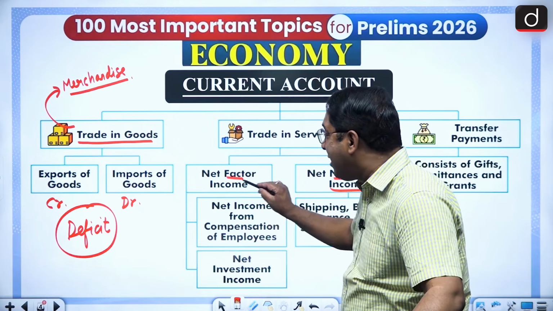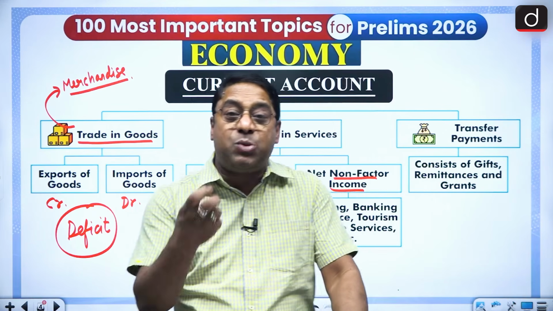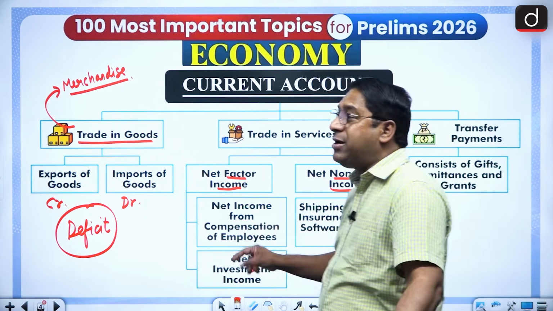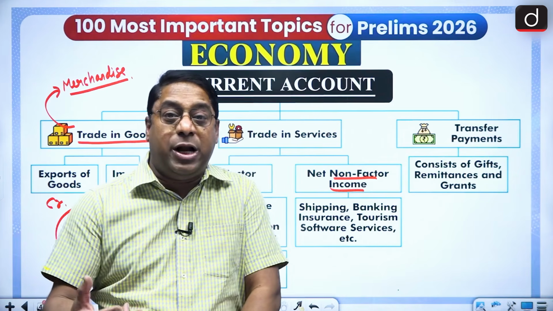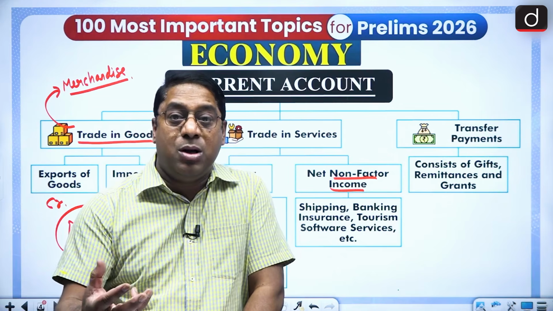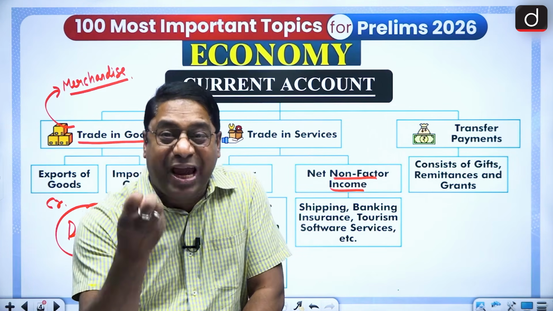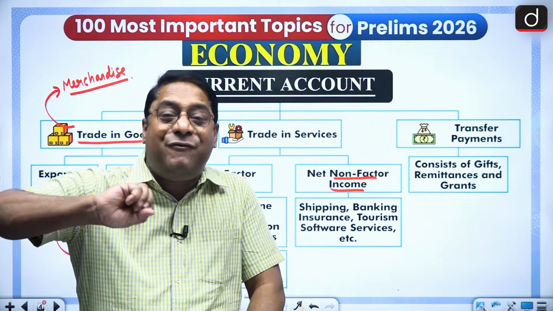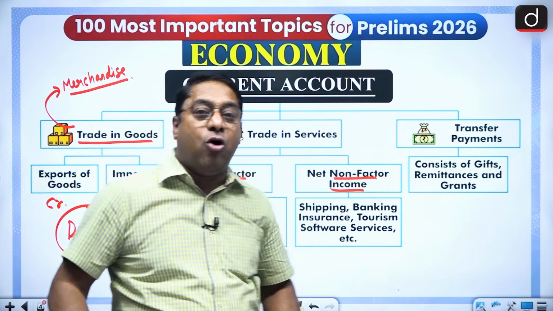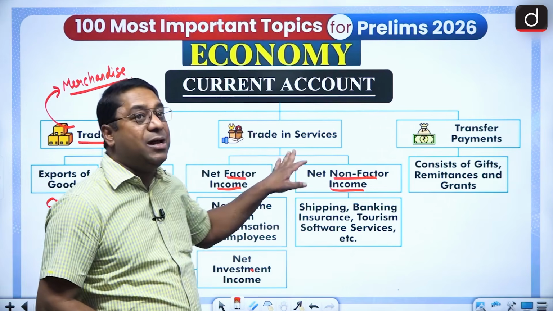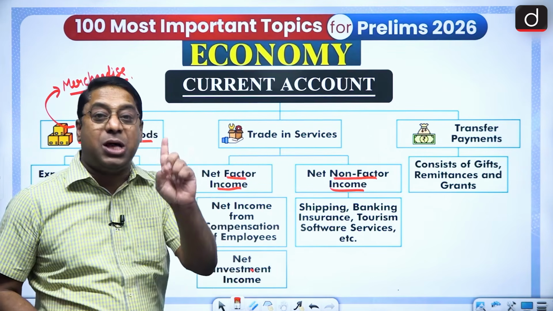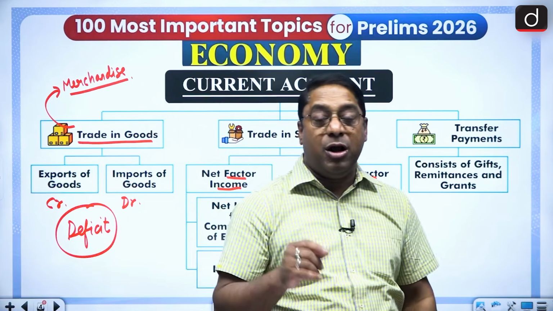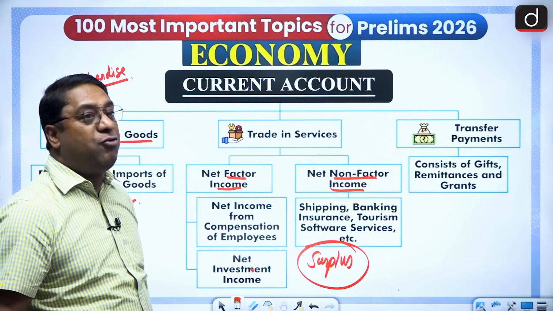In the same way, there is factor income. Factor income in the sense, these factor incomes can be in the form of wages or salaries. These factor incomes can be in the form of investment income, like dividends or interest. So any factor income which is received by the country, by India, is recorded on the credit side. And any factor income which is paid to abroad will be recorded on the debit side. But when it comes to the trade in services, remember, India has a surplus trade in services.